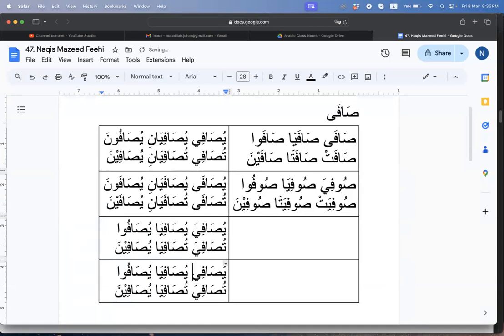When it is majzum, this one is where you delete the harf illah. Usually majzum you put sukun, right? But the marfu already has the sukun. We don't say marfu bi sukun, we talk about that later. But the point is this one already has sukun, so you cannot put sukun on a sukun. You have to delete it altogether. In Malay, sukun we say dah mati, so you cannot kill it twice.